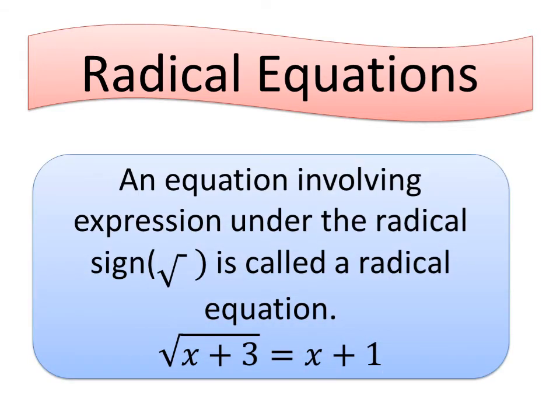So we can define it as an equation involving an expression under the radical sign is called a radical equation. The radical sign is also called the under root sign. For example, under root x plus 3 equal to x plus 1. This is an example of a radical equation because in this example the expression x plus 3 is written under the radical sign. So this is our radical equation.